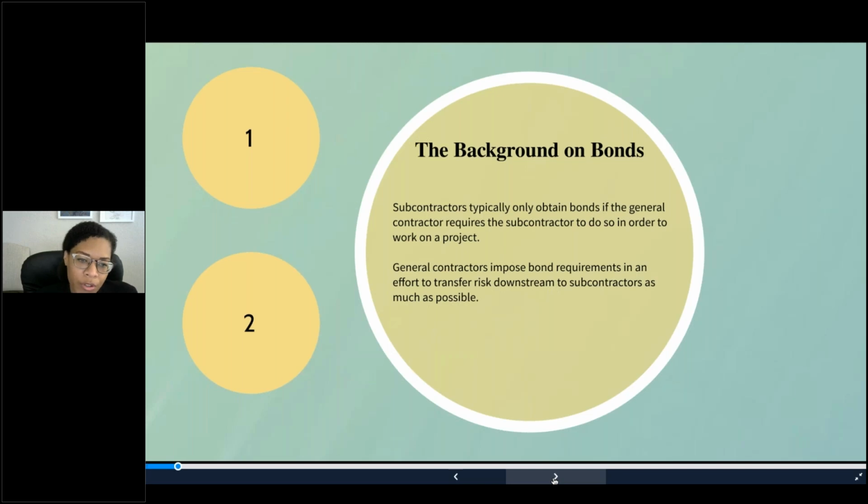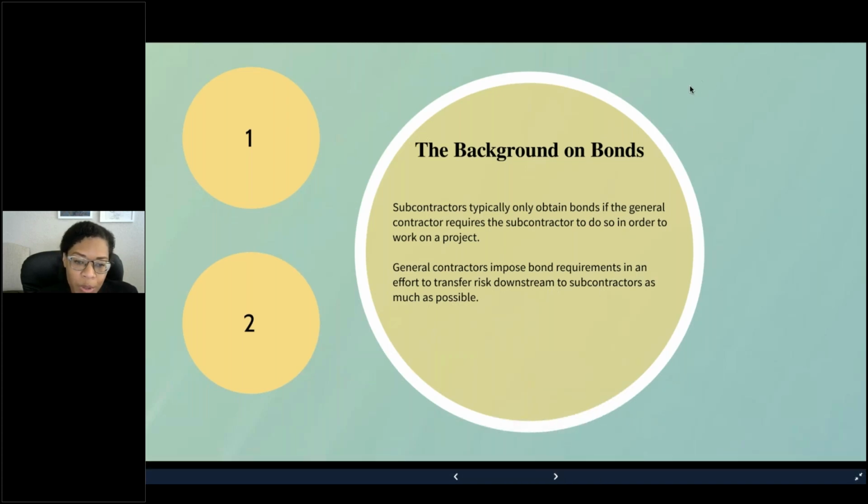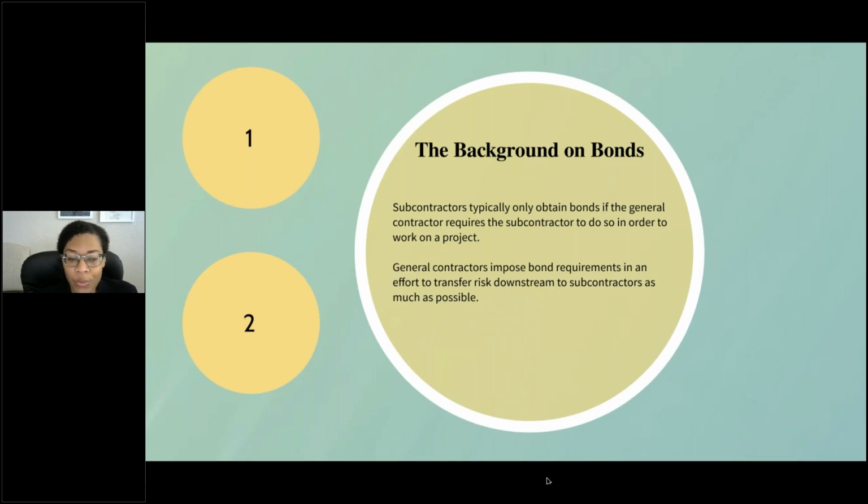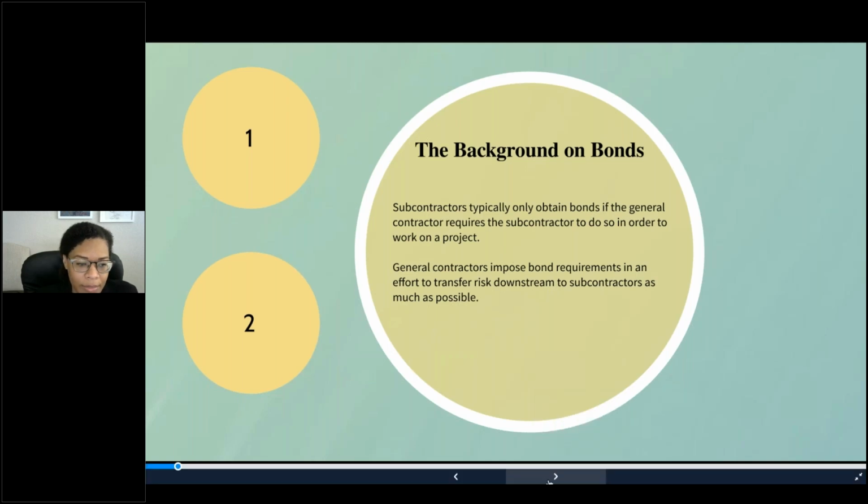Now, general contractors often require these bonds because the owner of the property requires bonds in the prime contract, and so the obligation flows down to the lower tiers on the job. Both the owner and the general contractor impose bond requirements in an effort to transfer risk downstream to the subcontractors as much as possible. Of course, this is an unfair reality that many of our clients face. Thus, it's very important to make sure that you consider all of the risks associated with the process before signing a subcontract agreement that requires a bond. Next slide, please.